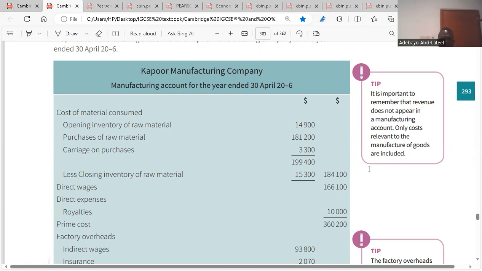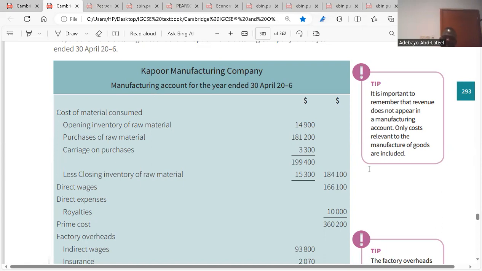So royalty plus direct wages plus cost of raw material consumed is our prime cost. All these together give us our prime cost. So that's our prime cost.